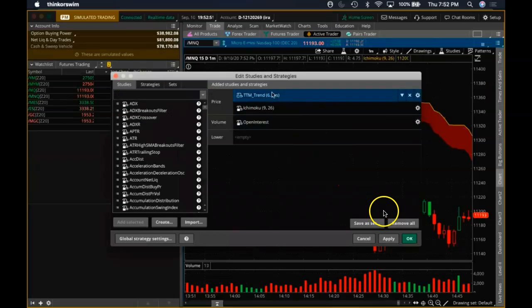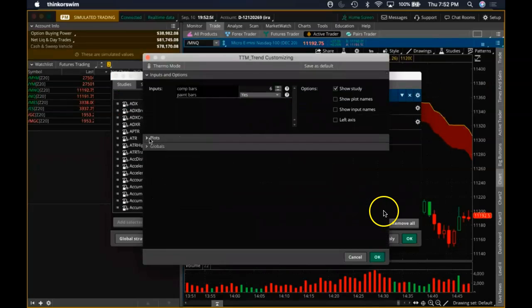You gotta have the John Carter TTM trend. When you pull up the TTM trend, you open it up, you go to plots, you go to globals, you add the red and the green. It's under the plots and the globals. You're not going to find it.